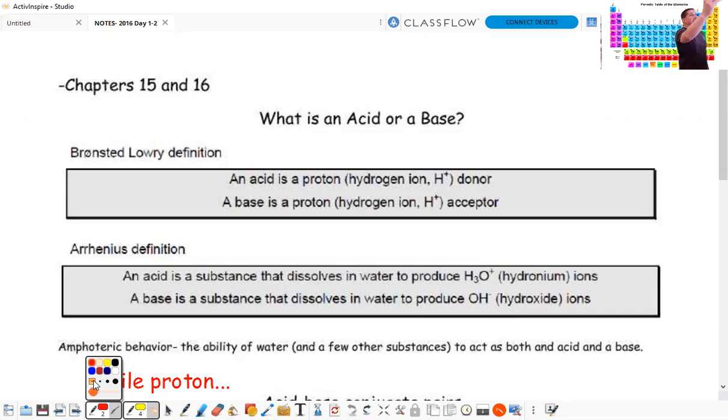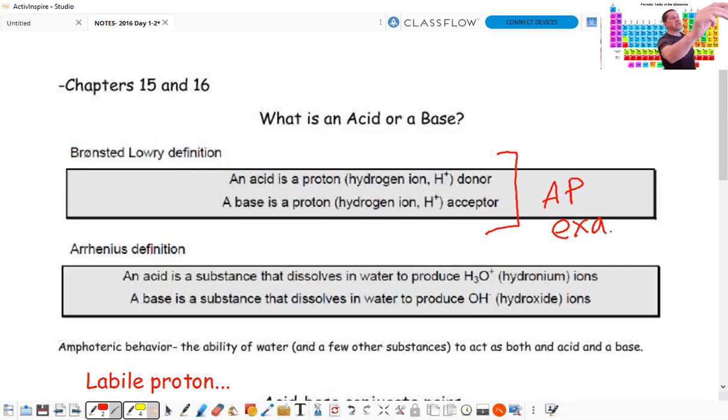An acid, and this is the big one for the AP test. The AP exam loves this definition. They will mention this one to a small extent. But the big one is the first one. So the Bronsted-Lowry definition of an acid is a proton donor.